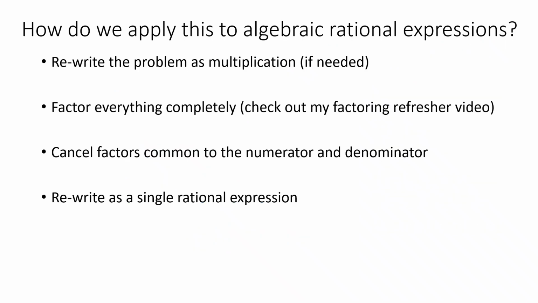How do we apply this to algebraic rational expressions? Well, rewrite the problem as multiplication if needed. So the first thing you want to do is, if the problem is a division problem, then you want to rewrite it as a multiplication. So we're immediately just going to deal with the division and turn it into multiplication. Factor everything completely. Check out my factoring refresher video. I will try to link that right here.